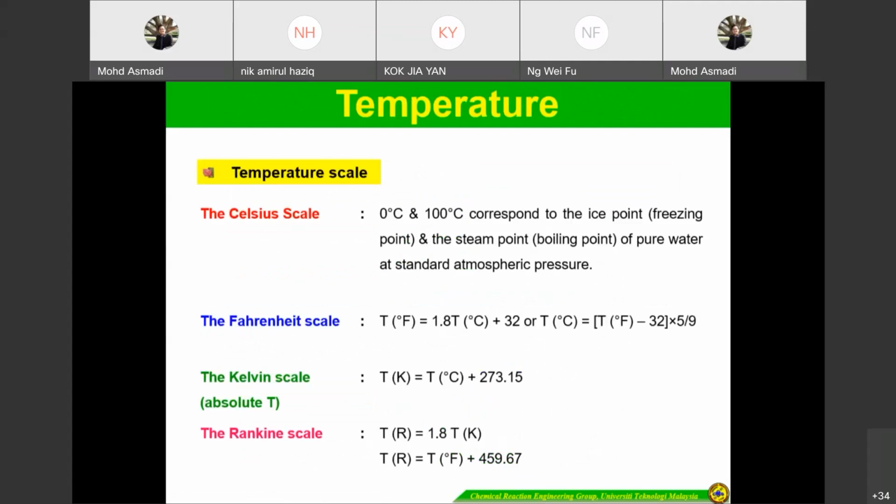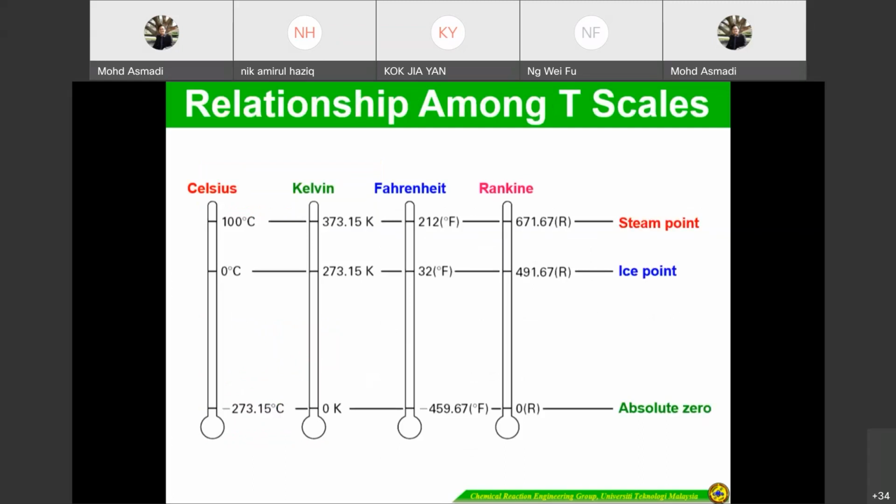Second law. Temperature, how to convert to Fahrenheit, Kelvin, Rankine scale. This one, even if you use a scientific calculator, I don't think you need this equation. Just input the symbols and you can calculate if you want to convert from degree C to the Fahrenheit scale. It's just a relationship.